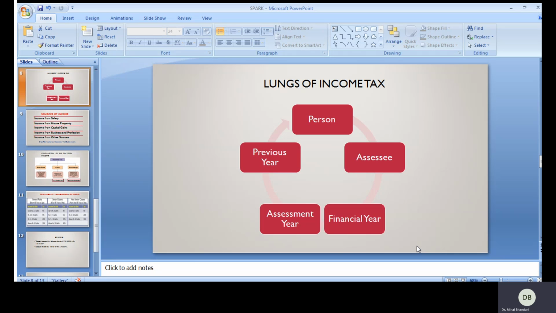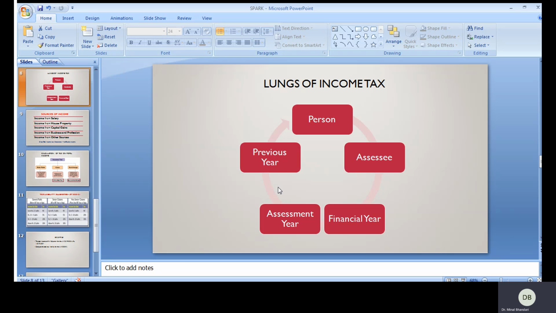Now the third one. Here we have mentioned three different terms: financial year, assessment year and previous year. So the financial year is the year which commences on 1st April of every year and ends on 31st March of the next year. That year is called a financial year. So 1st April 2020 to 31st March 2021 is the financial year right now.